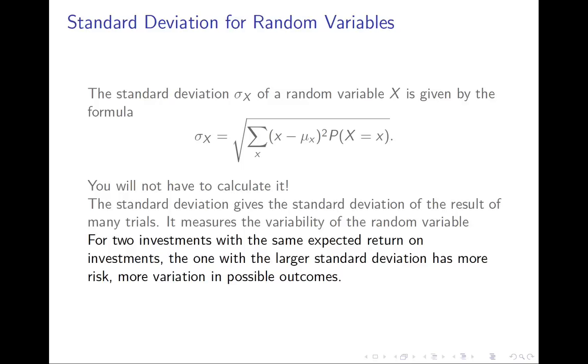So what are high standard deviation investments? They're things like junk bonds or startup companies, where you might make huge amounts of money or you might lose it all. Low standard deviation investments are blue chip investments, stocks, and government bonds, where you're pretty certain about the amount of money you're going to make going in.